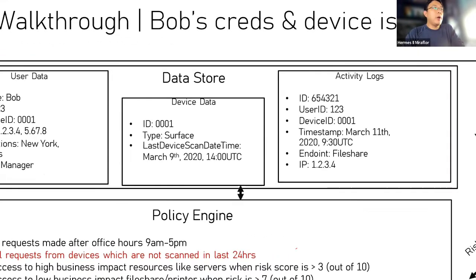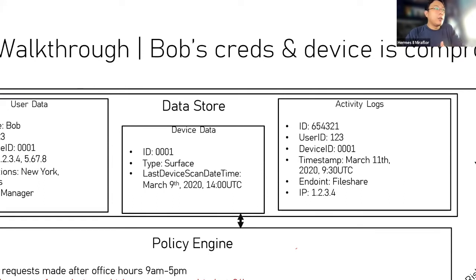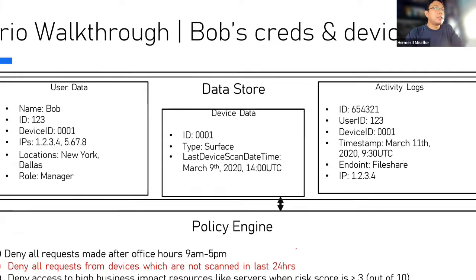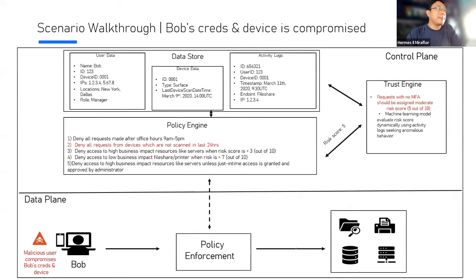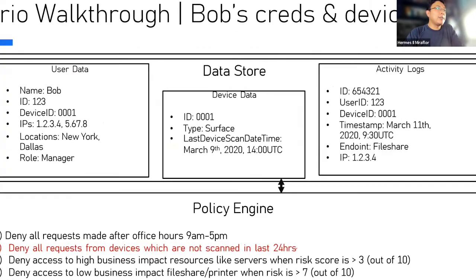Then we are also storing the device data. On the device data side, we are storing the device ID and, of course, the type of device. So let's say this is a Surface device. And then what's very critical here would be the last device scan date time. So it says March 9 was the last time the device of Bob was scanned, right? Let's say March 9 was when the antivirus last kicked in, thereby the health of the device is no longer updated.